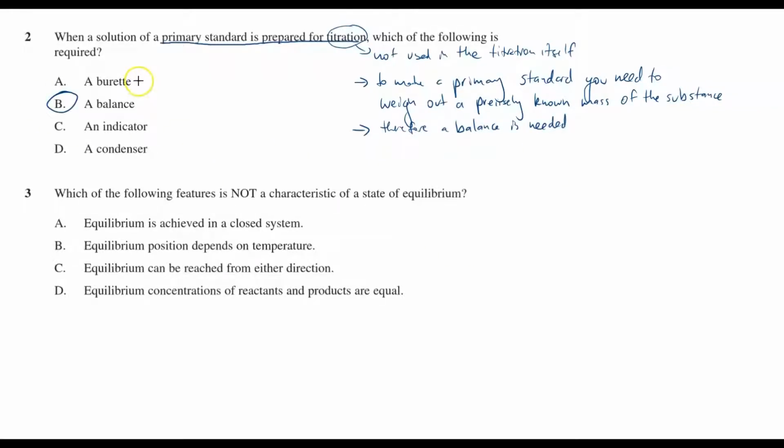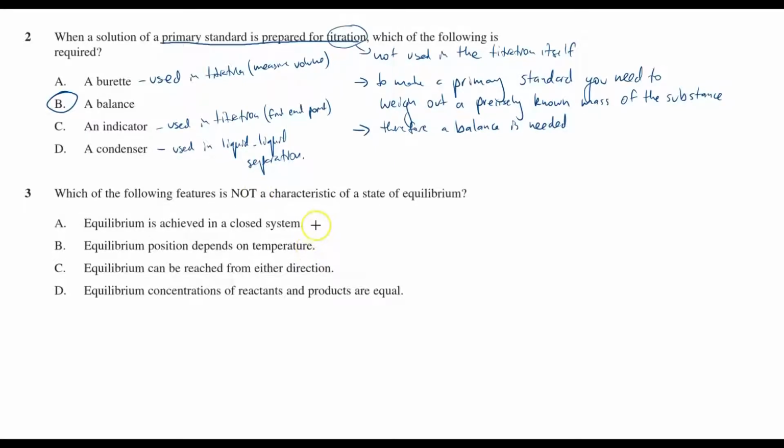The other options can be eliminated as well. A burette is used in the titration process itself to measure volume. The indicator is also used in titration to find the endpoint. And lastly, a condenser is used in liquid-liquid separations, not in titration.